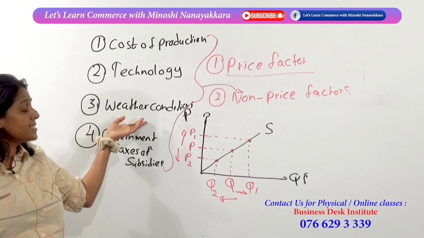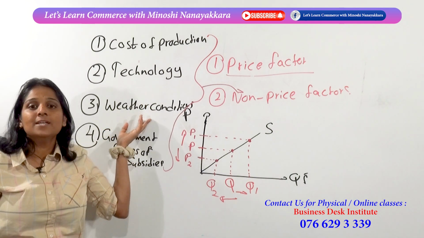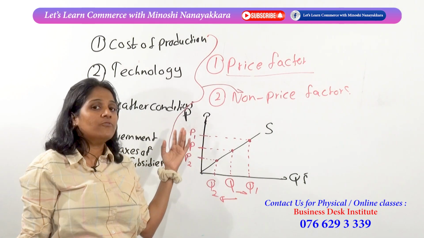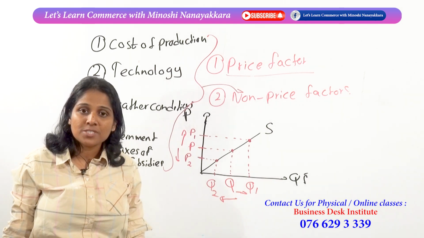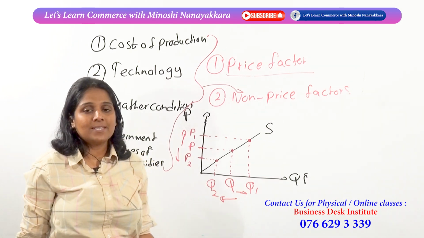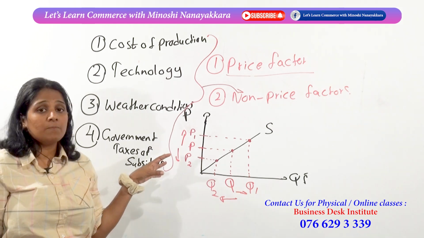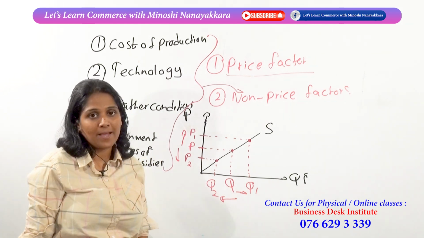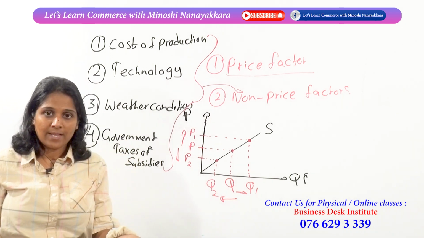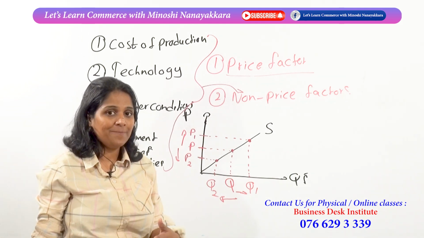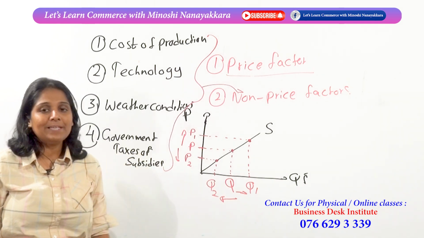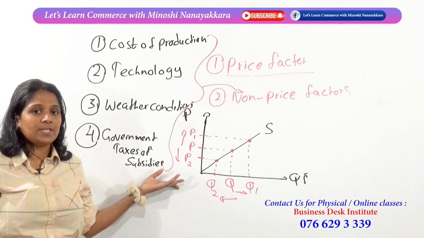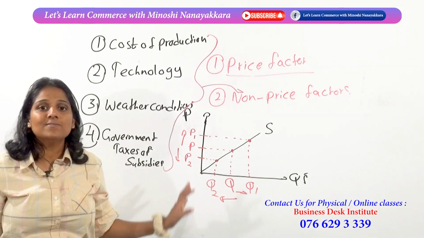Right, the next thing, what does weather condition mean? Especially some products, like agricultural products, depend highly on the weather. If there is a bad weather condition, like flooding or something else, most of the time it damages their crops, so they have to reduce their supply. Recently we also had that experience during the flooding, when we had to suffer without rice and so on. That's because it damaged the crops. At that time the supply was reducing.